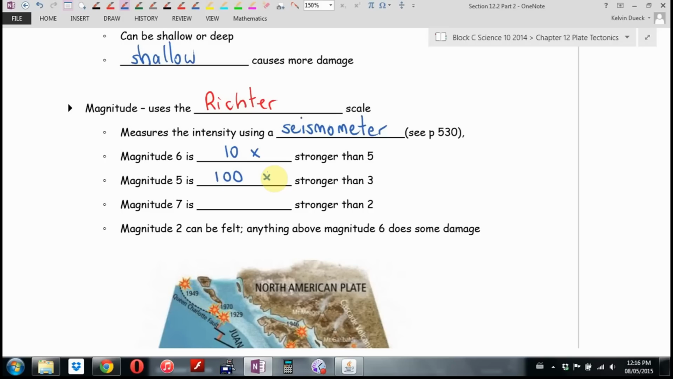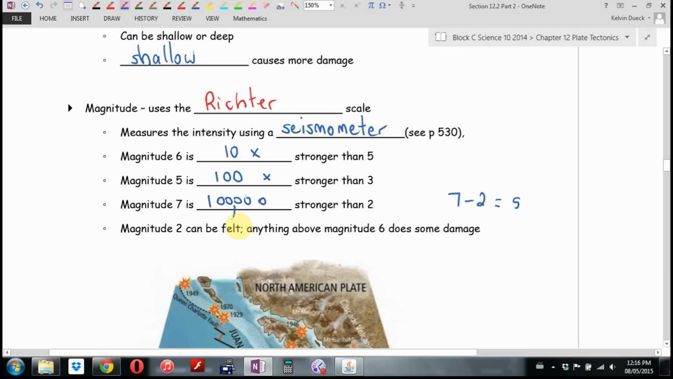It's nothing. But the difference between a magnitude 7 and a magnitude 2, you're going to go 7, take away 2 in your head, which is what? It's going to be a 1 with 1, 2, 3, 4, 5 zeros. And that's why when you hear about a magnitude 8 or 9, those are huge. Huge.